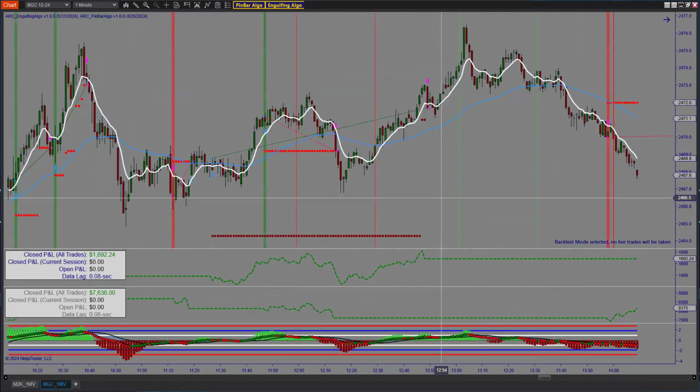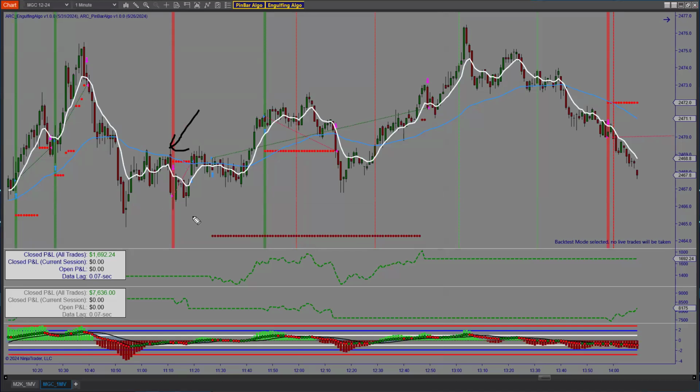Now, this is one where it's going to be skewed a little bit because obviously you can't take two trades at the same time on the same instrument. So this is what we're going to do in terms of using both of the algos on the same chart. Frankly, it doesn't matter if you use them on the same chart or not. You're still going to have to do this. Here's an example. This one takes an engulfing short right here. The way you can differentiate, the bright red is engulfing. The dark red is pin bar.